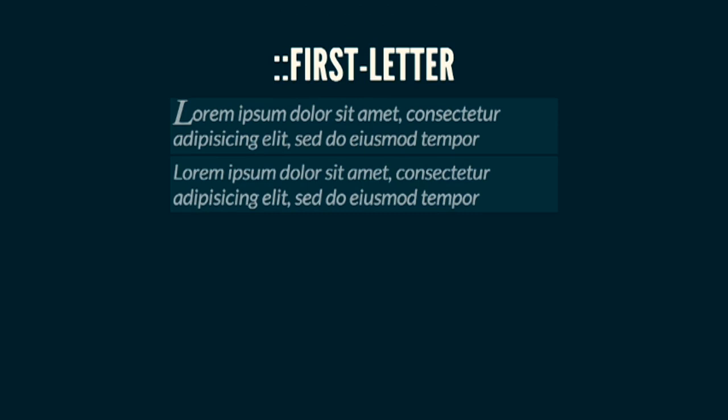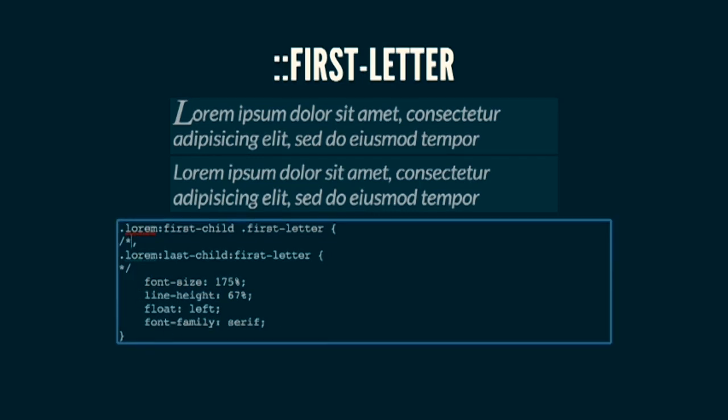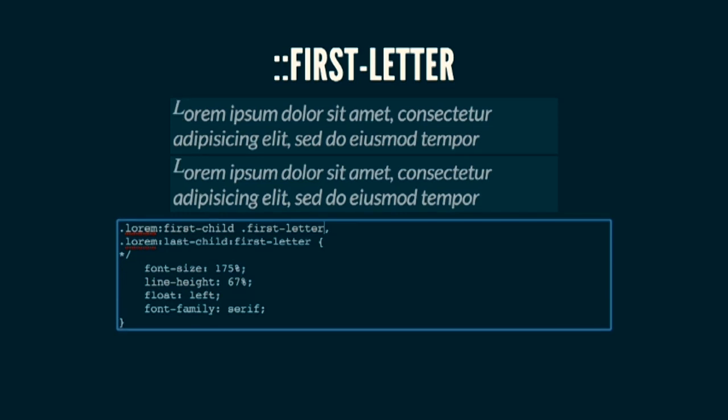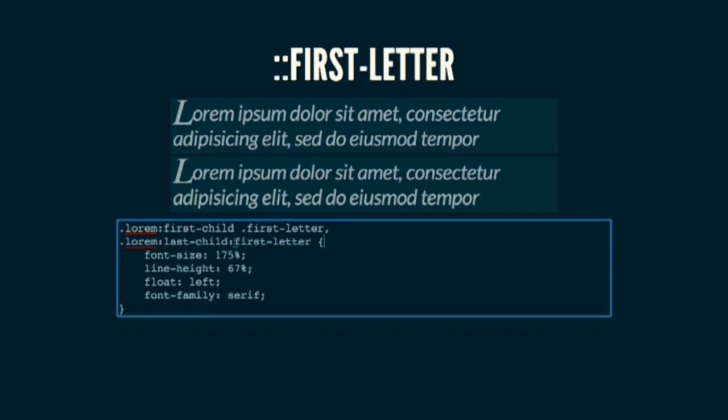Here, I have 2 paragraphs. The first one has a span with the class first-letter for the L, and the second one is just a plain paragraph of text. So that's the CSS that is applied to it. As you can see, there is a class first-letter. If I remove that, we have the same style applied for both, without any more markup for this paragraph.